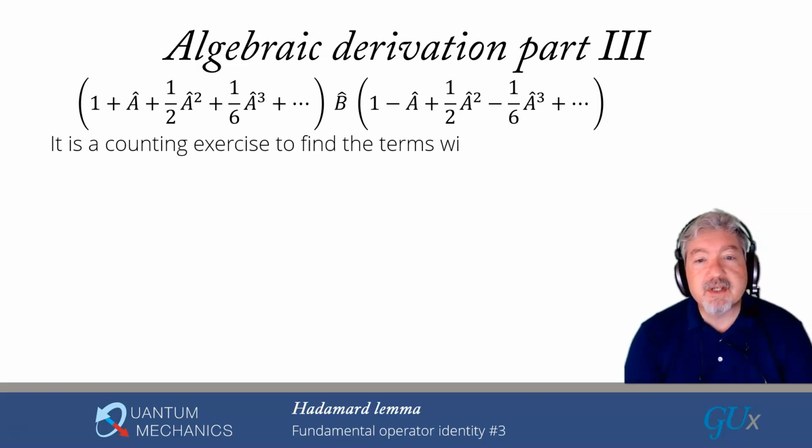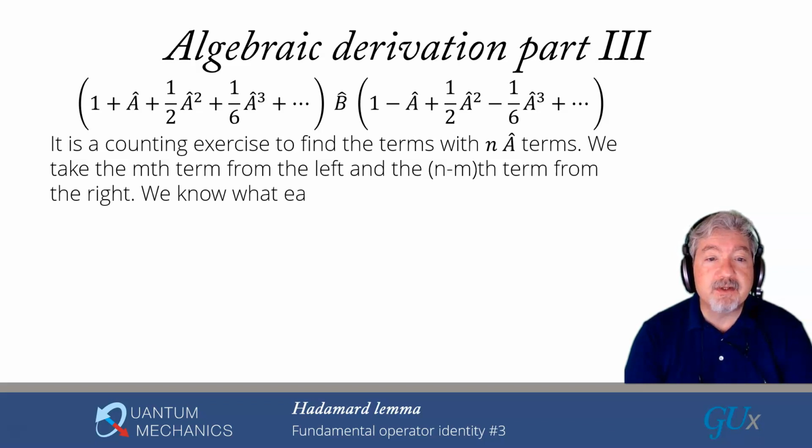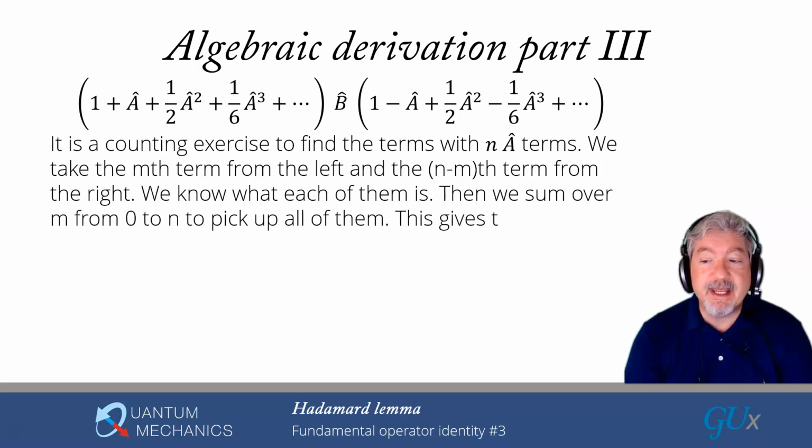It's a counting exercise to find all of the terms that have n a hat terms in them. And we do what we just did on the previous page. We take the mth term from the left and the n minus mth term from the right, and that will have a total of n a operator terms, and then we sum m from 0 to n to pick up all of them. So there's a total of n terms that have a hat to the nth power in them.